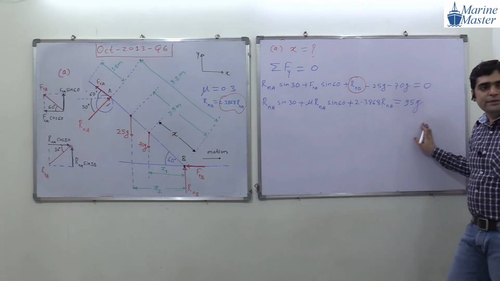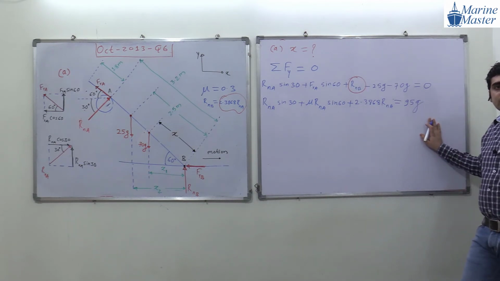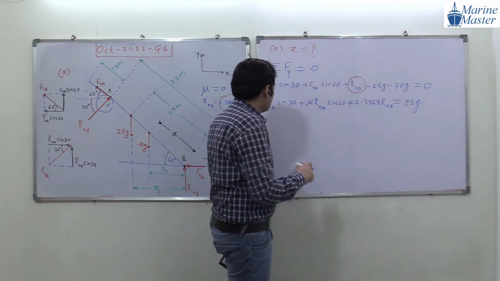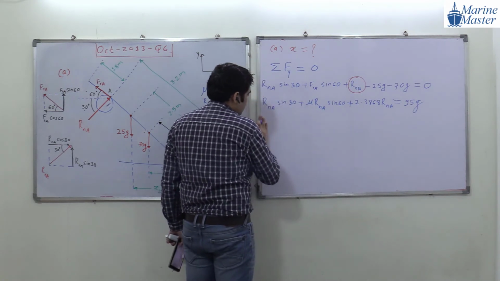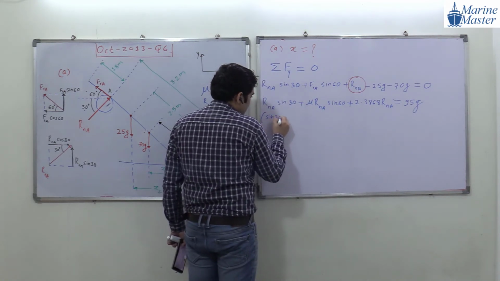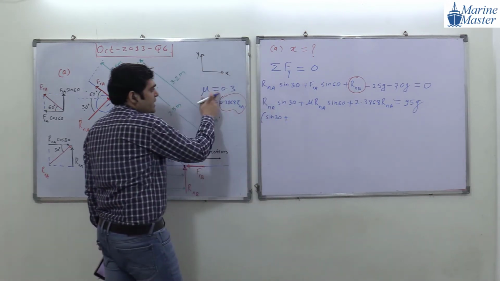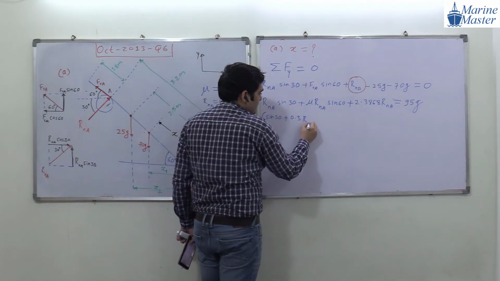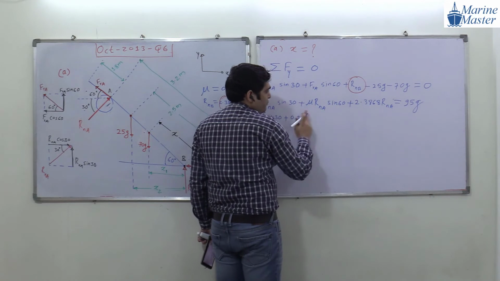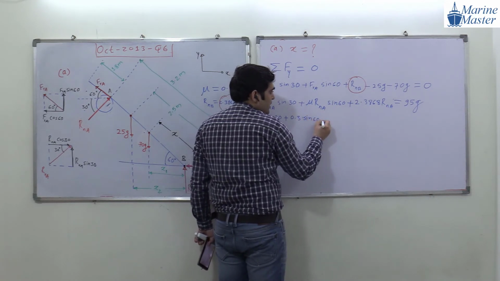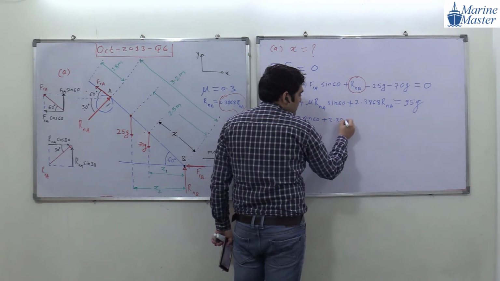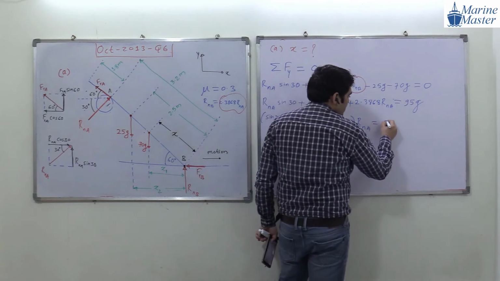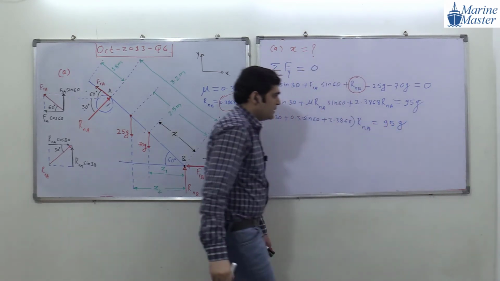Check it, guys, everyone. Any doubt in this discussion? Okay, good. Now, what is common in each and every term here? RNA is common, so I am going to take out common RNA. What will remain? Sin 30 plus mu, which for each and every surface is 0.3. So 0.3 into sin 60 plus 2.3868, into RNA, is equal to 95G. Any doubt in this discussion?